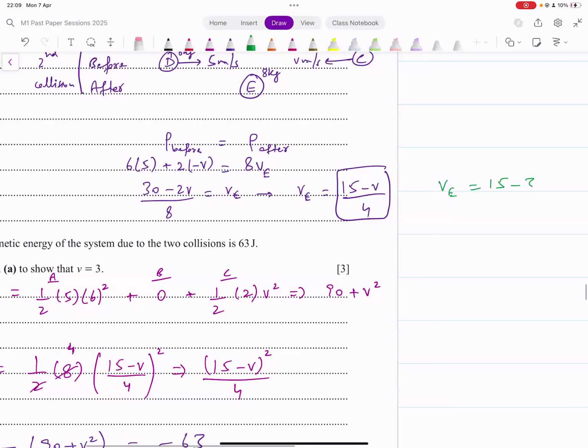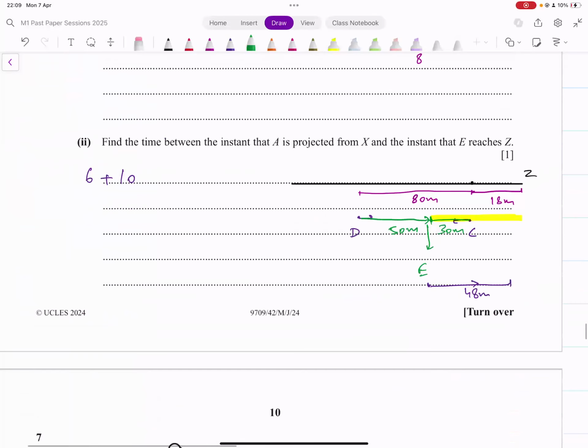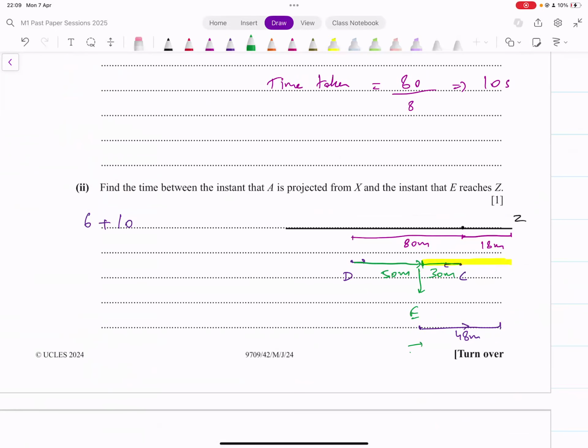That's (15 minus 3) over 4, which also turns out to be 3. So the speed at which E is moving is 3 meters per second. 48 meters at a speed of 3 meters per second. How much time does it take? 48 over 3, that would be 16 seconds. You add this number to the previous two values, and you can see what that turns out to be. That's 6 plus 10 plus 16, which is 32 seconds. And that's your final answer.